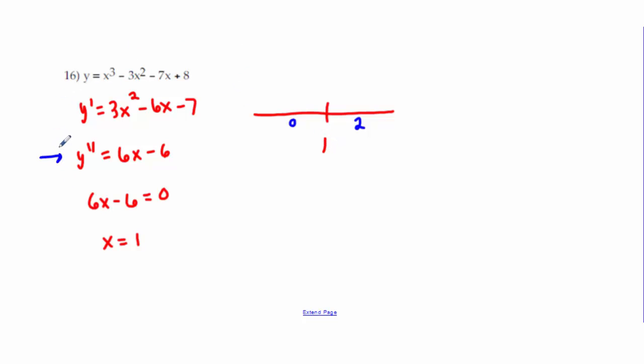You get at least some of them. We plug it in back here on our second derivative. If I put in 0, that gives me a negative. If I put in something like 2, that gives me a positive. It's concave down where it's negative. It's concave up where it's positive. So C up is from 1 to infinity. C down is from negative infinity to 1.